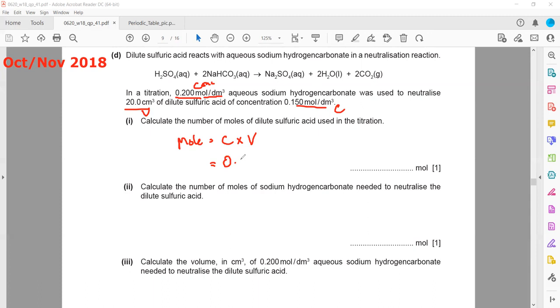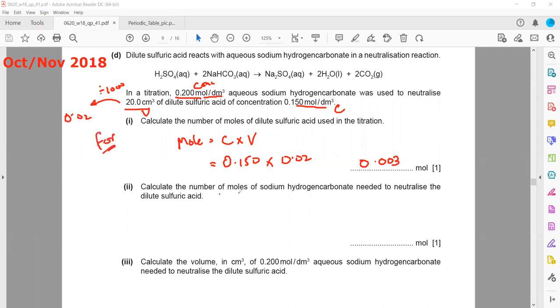So we have 0.15 multiplied by 20 cm cube. So we have to convert into decimeter cube. Divide by 1000, so it will be 0.02 decimeter cube. When we multiply them, we get the moles, that is 0.003. So these are the moles of the sulfuric acid. We solved the first part by using a formula.